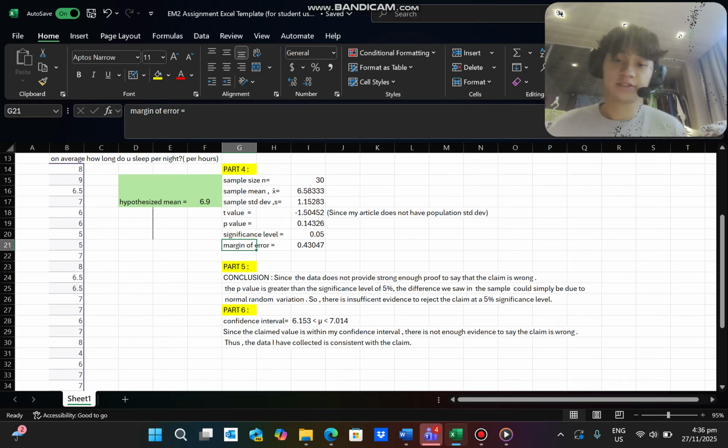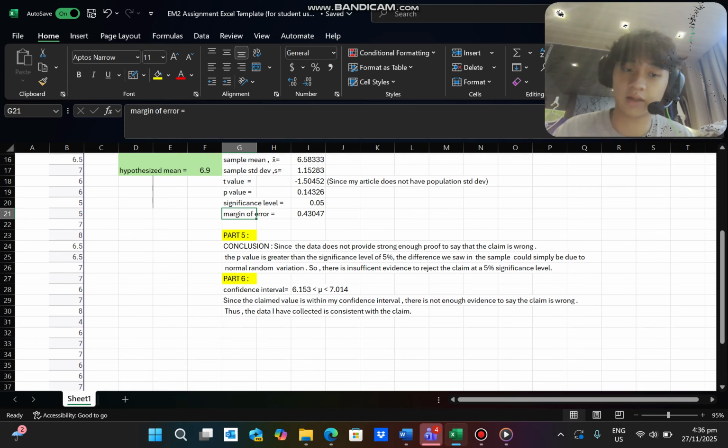Thus, my conclusion is that the data does not provide strong enough proof to say that the claim is wrong. The p-value is greater than the significance level of 5%, where my p-value is 0.14 and the significance is 0.05. The difference we saw in the sample could simply be due to normal random variation. Thus, there's insufficient evidence to reject the claim at a 5% significance level.